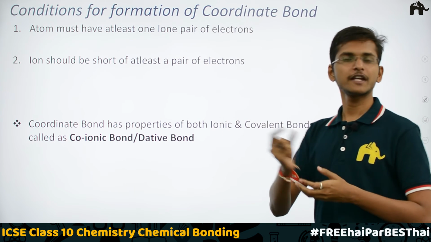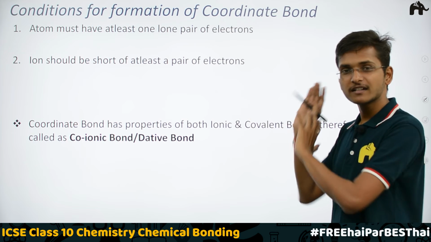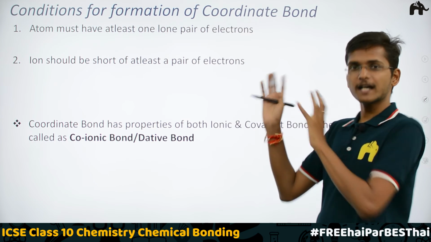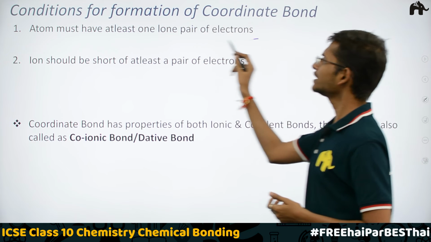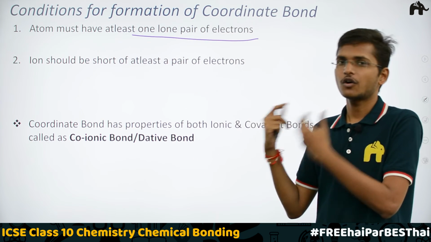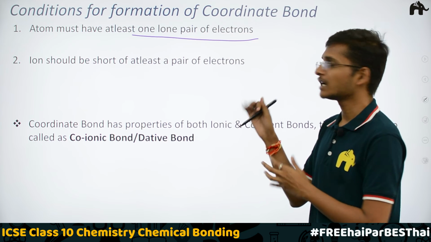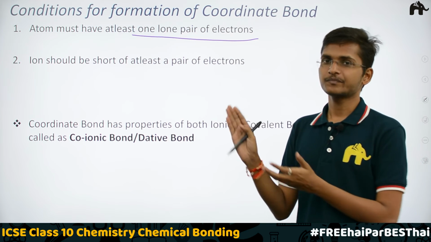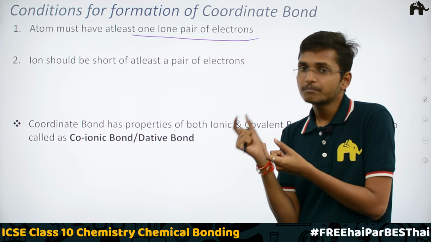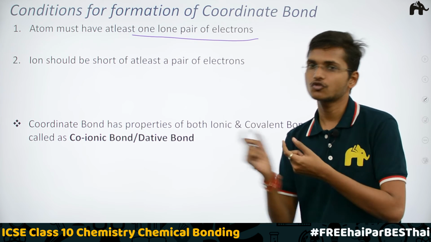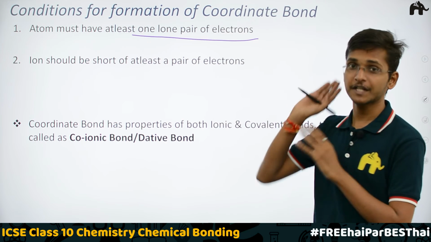Now it would be a piece of cake for us to understand this, because till now we have understood entirely how the coordinate bond is formed. So the first condition is that the atom must have at least one lone pair of electrons. We have already understood this, right? If the lone pair of electrons is not there, then that atom cannot provide a pair of electrons to the ion, so no coordinate bond would be formed. So this is a very important condition.